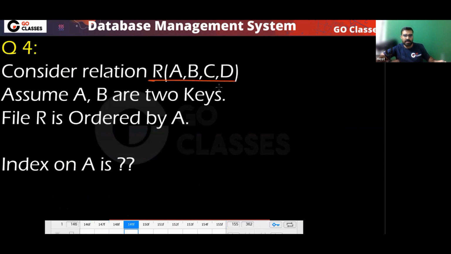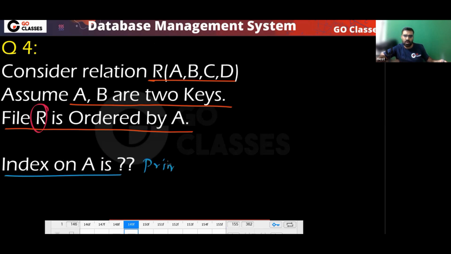Again, consider a relation R. Assume A, B are the 2 keys. So A is a candidate key, B is a candidate key. Now, file R is ordered by A. You are creating index on A. Then that index will be called what? You are creating index on A. So you can notice file is ordered by A. Your file R, that is ordered by A, and your A is key, and you are creating index on A.